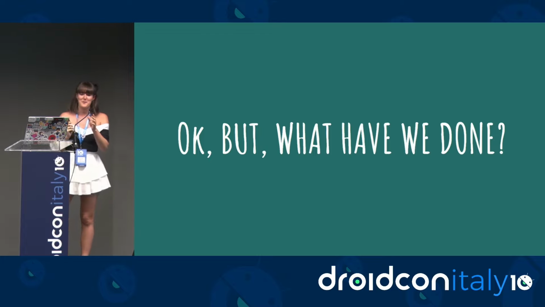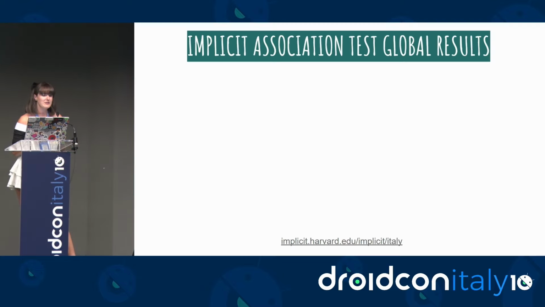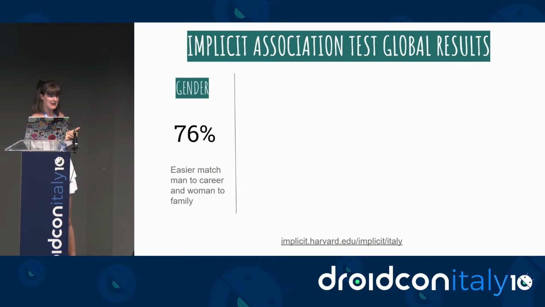Okay, so what have we done? We have done the implicit association test, and this is the link. You can do it. I have done it several times, and even if I deal with diversity, inclusion, and accessibility, I am really biased. You need to make a quick choice between this kind of categories.